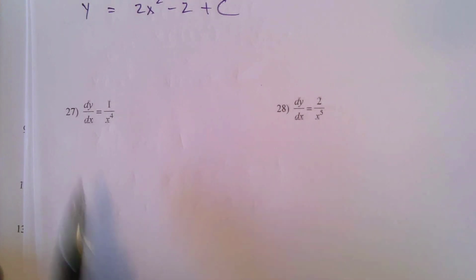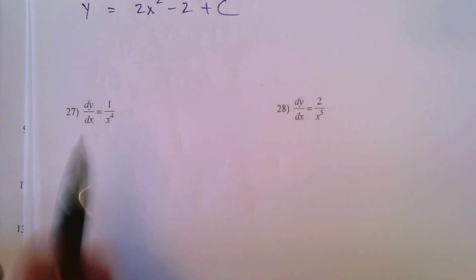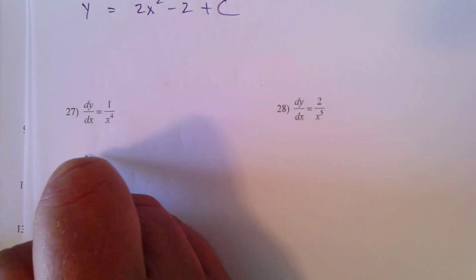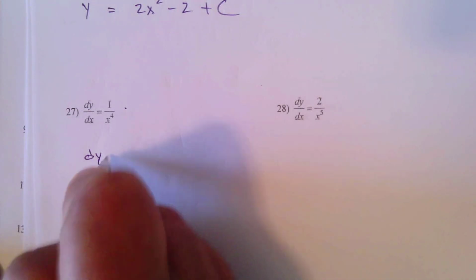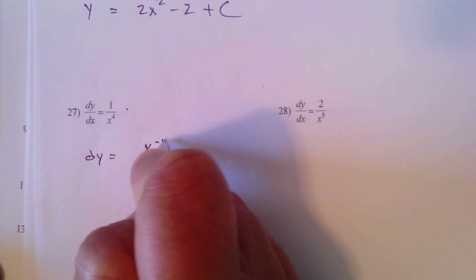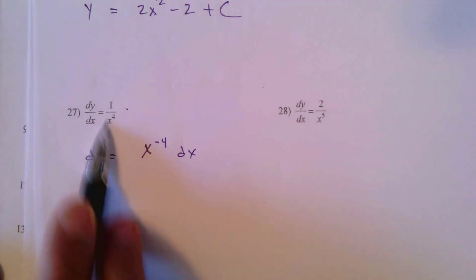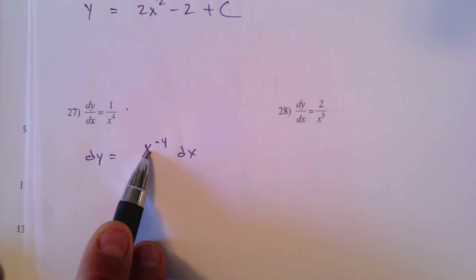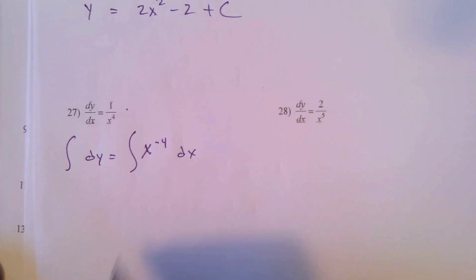Okay, 27 looks like this. dy over dx is equal to 1 over x to the 4. So again, we want to put the x's together. So we're going to have dy is equal to 1 over x to the 4, but maybe we write that as x to negative 4 dx. So we want to write it as a power rule. And now we can integrate both sides, integrate the left side, integrate the right side.